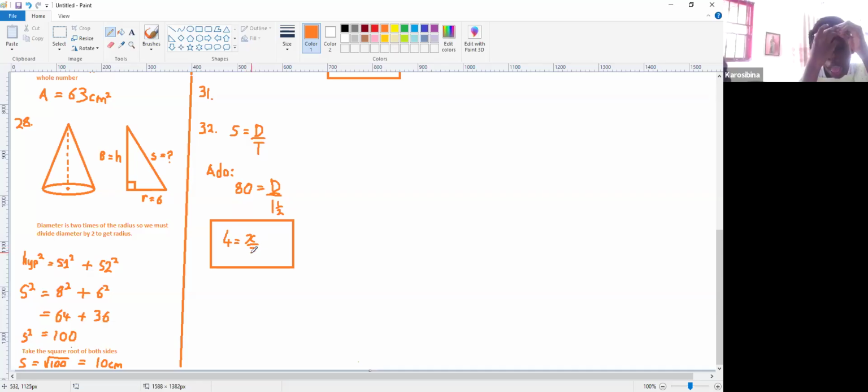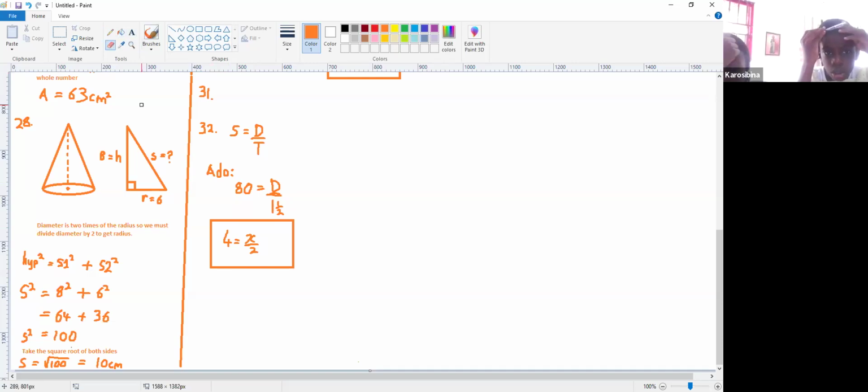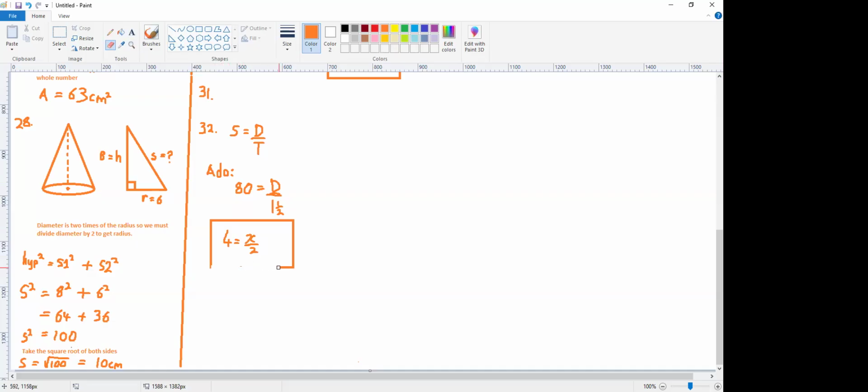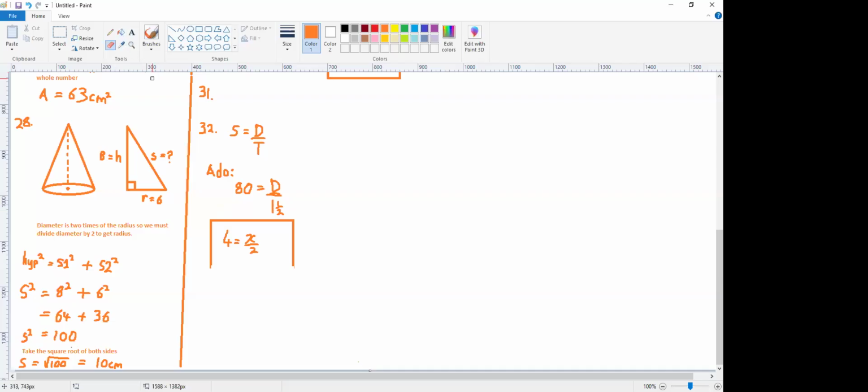Divide both sides. No. Look at it carefully. It's not the same thing like what we did last time. 4 equals x over 2. What will I put to both sides? Multiply. Multiply by what? Multiply by 2.